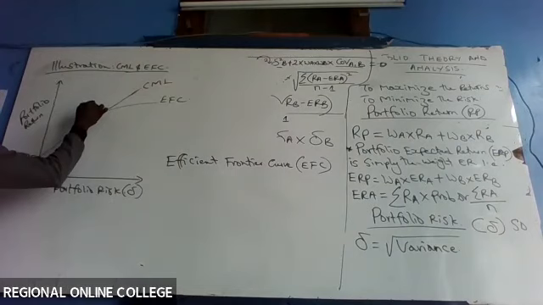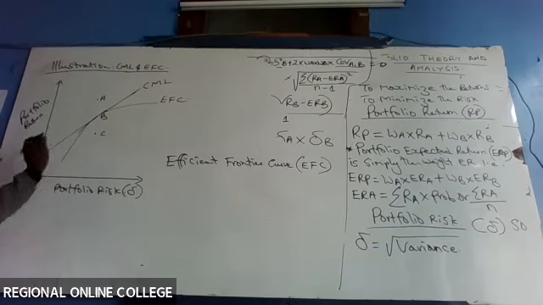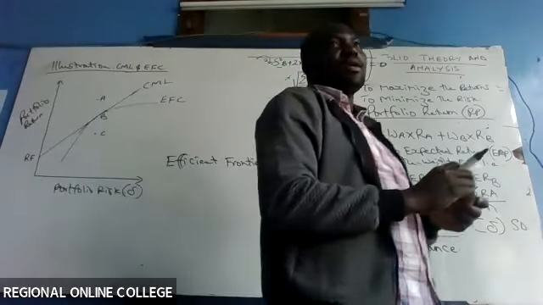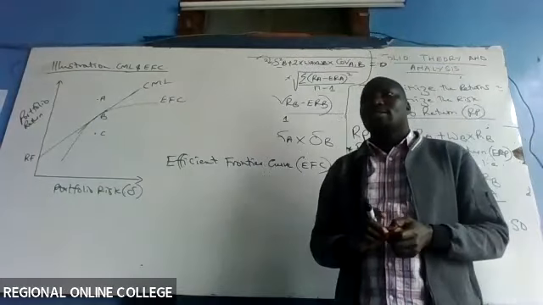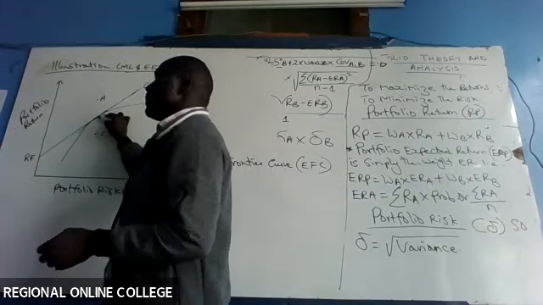If this one is portfolio A, portfolio B, and portfolio C. What kind of portfolio is A? Super efficient or inefficient? It has to be superior. Why? Because it's higher than what? Its returns are higher than the CML.